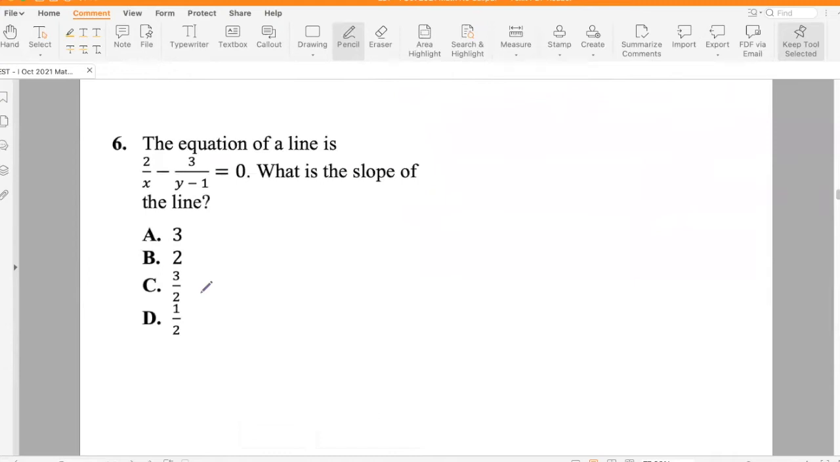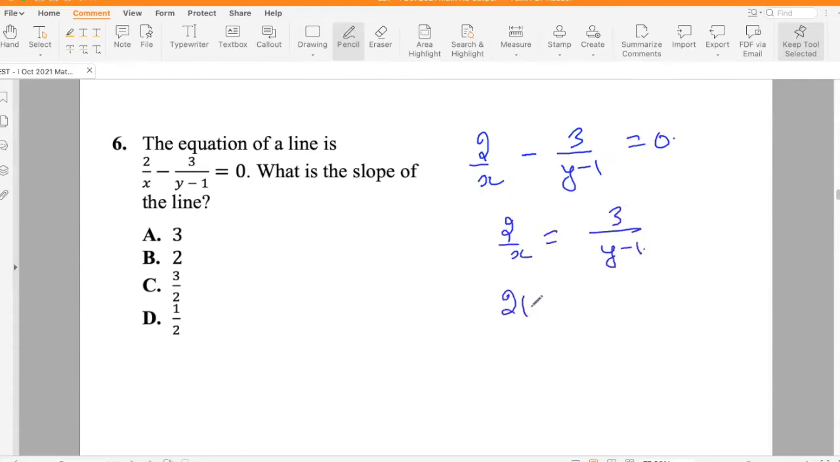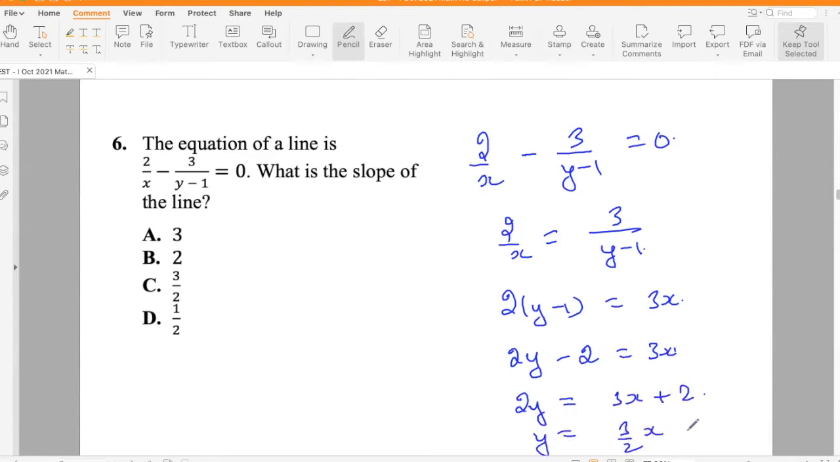Question 6. The equation of a line is 2 by x minus 3 by (y minus 1) is 0. What is the slope of the line? So 2 by x is 3 by (y minus 1). So 2 times (y minus 1) is 3x. So 2y minus 2 is 3x. So 2y is 3x plus 2. So y is 3 by 2 x plus 1. So this is in the form y is equal to mx plus c, where m is the slope. So the slope is 3 by 2. Option C.